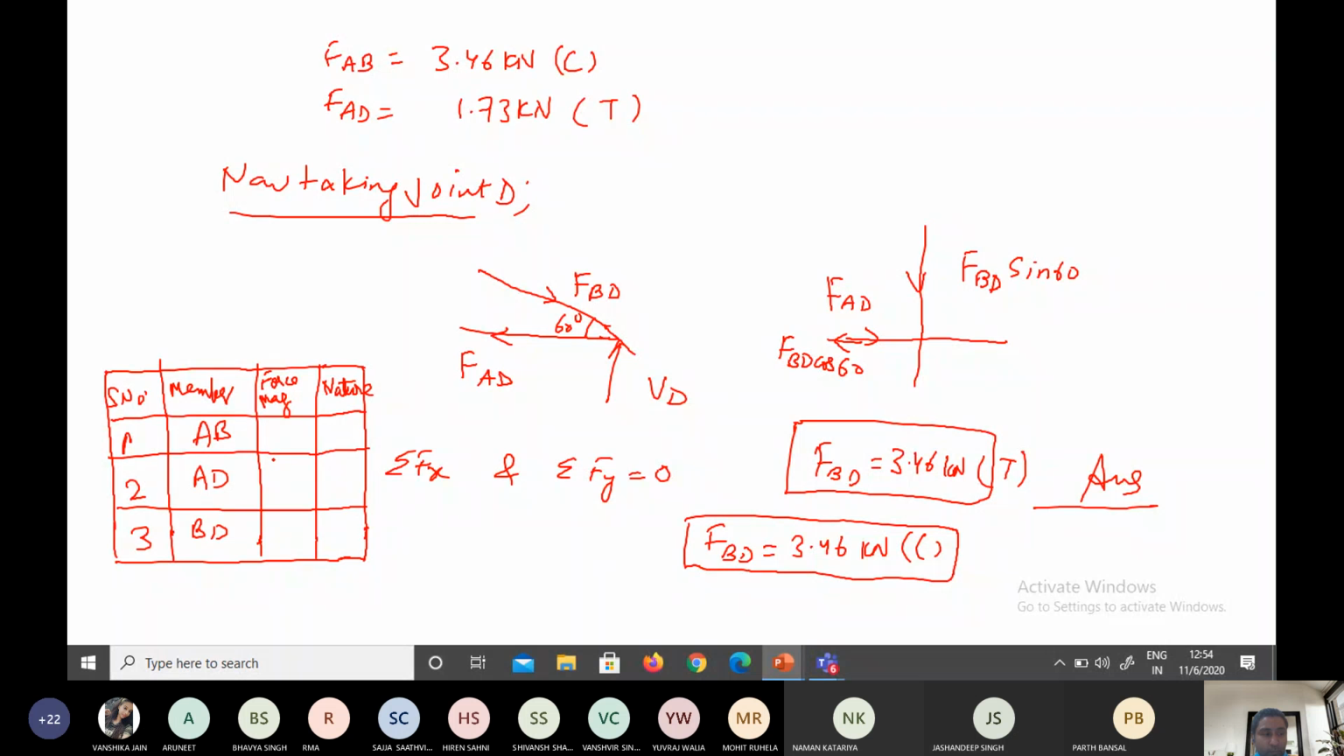And you can see the force magnitude FAB is 3.46, and here it is how much? Same. FAD is 1.73 and this is 3.46, and this nature is compressive. Here it is tensile, and here it is tensile. Okay, so this is how you have to make the table, and this table also carries half marks. So you have to make that table also.